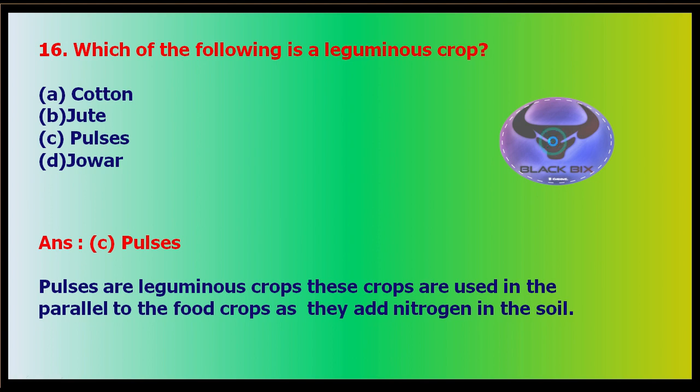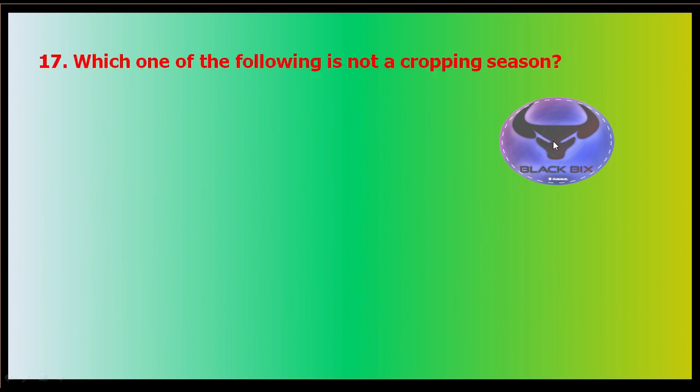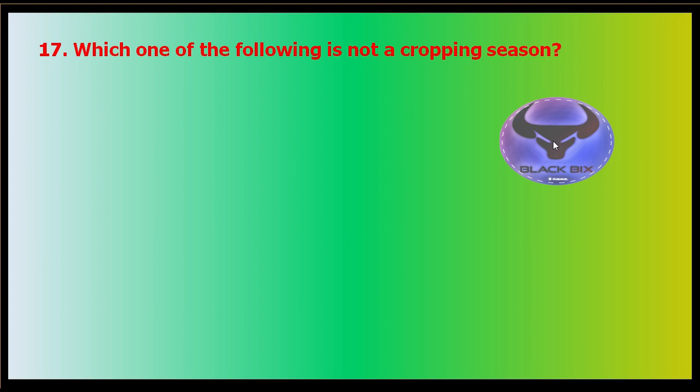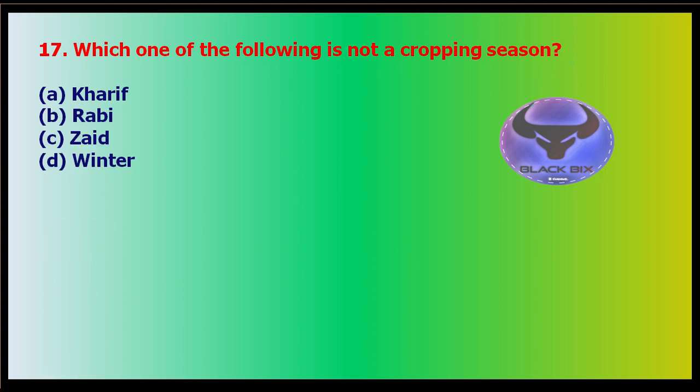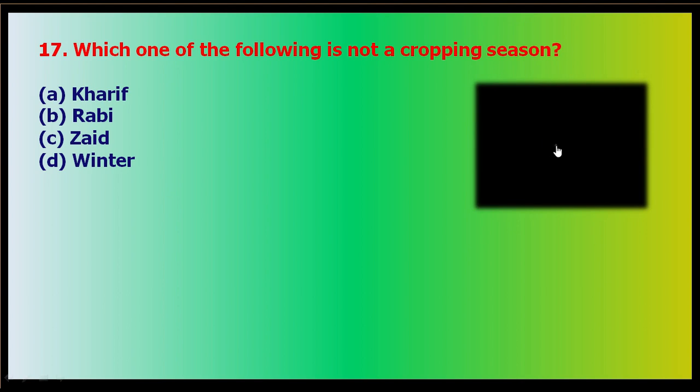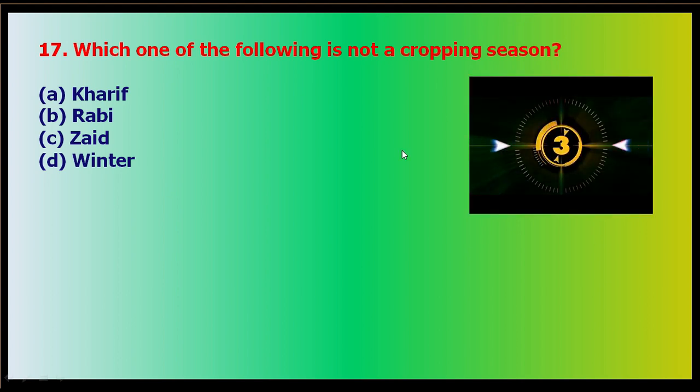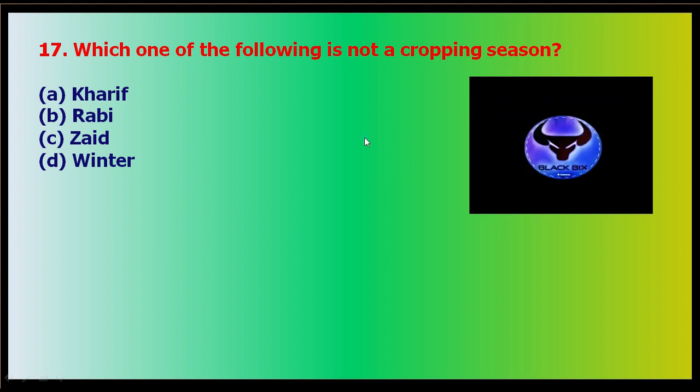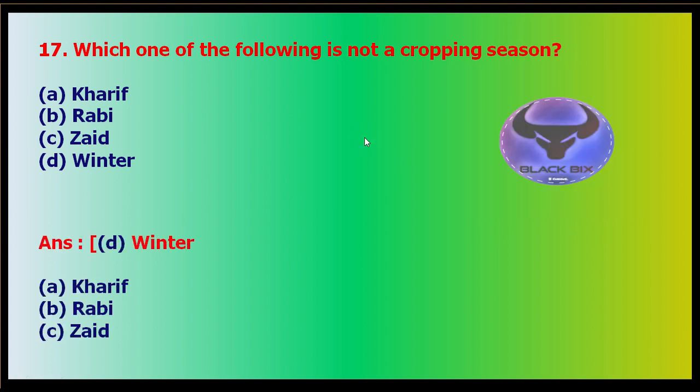Now moving to question number 17, right? Which one of the following is not a cropping season? You know it. And your options are kharif, rabi, zaid, or winter. And your time starts now. So the correct answer is winter. Winter is not a cropping season. Our three major cropping seasons in India are kharif, rabi, and zaid.